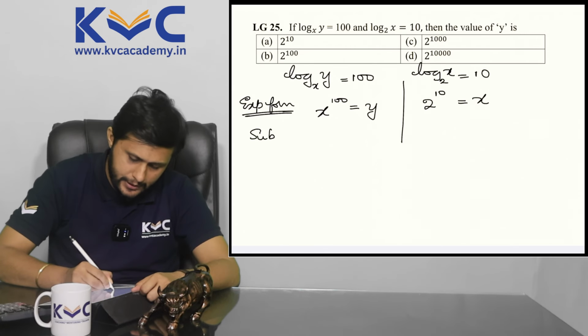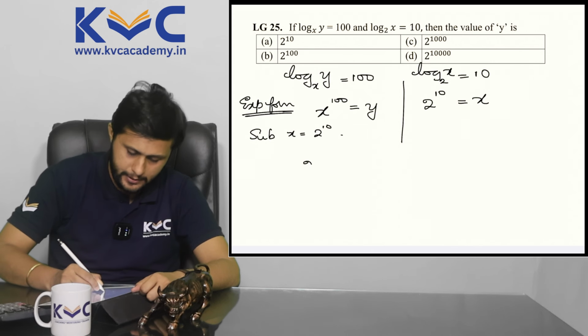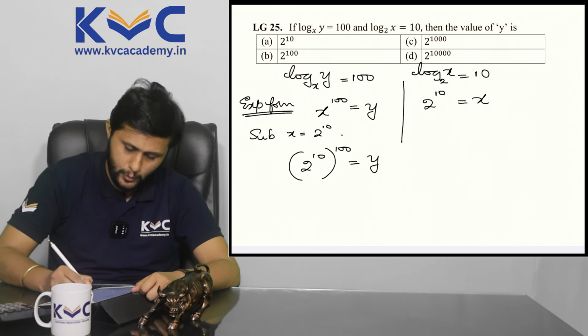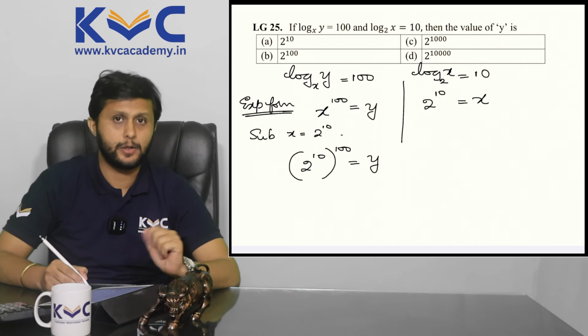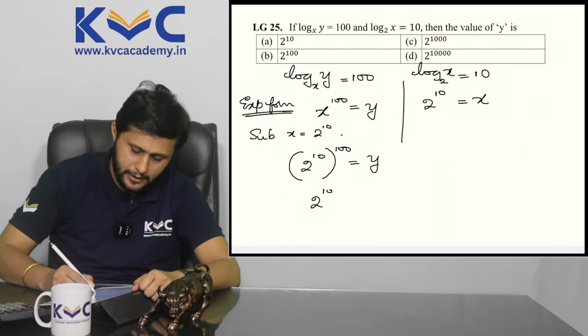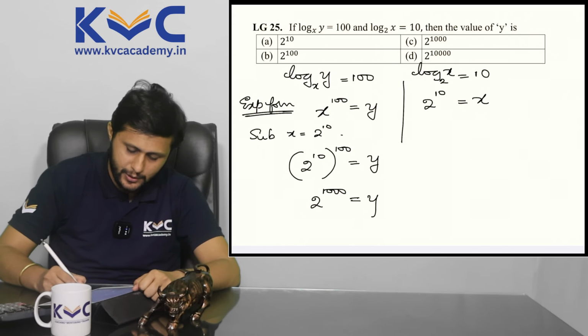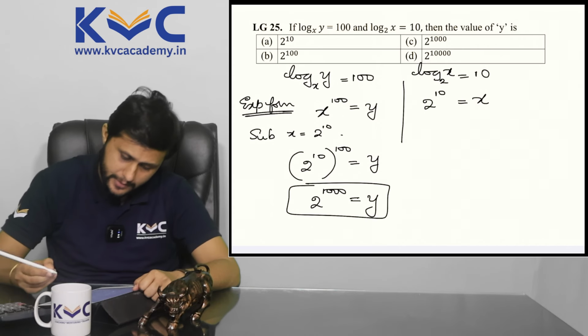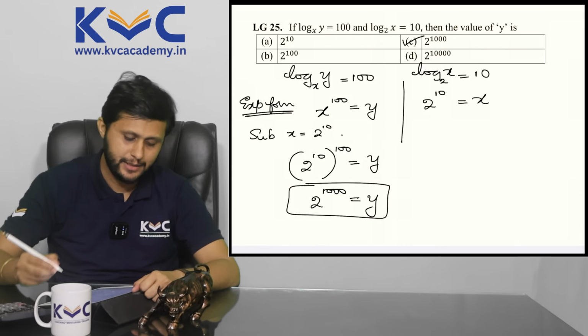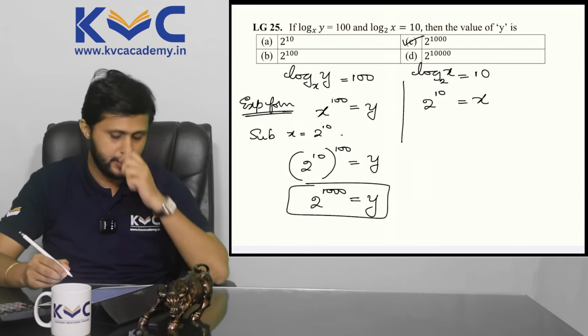So substituting x is equal to 2 to the power 10, I get (2 to the power 10) whole to the power 100 is equal to y. Using laws of indices, I know I can multiply this. So I get 2 to the power 1000 is equal to y. Do we have that option? Yes, we do. 2 to the power 1000 is equal to y. That is question number 25.